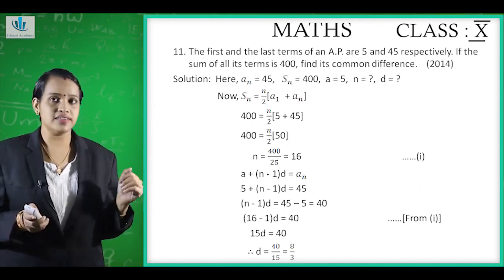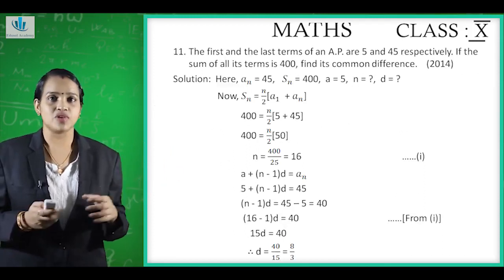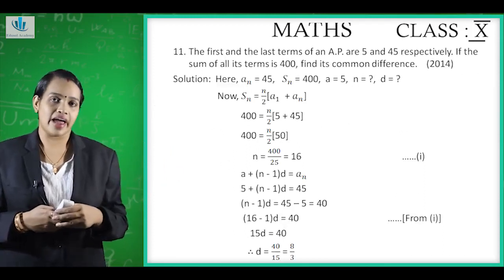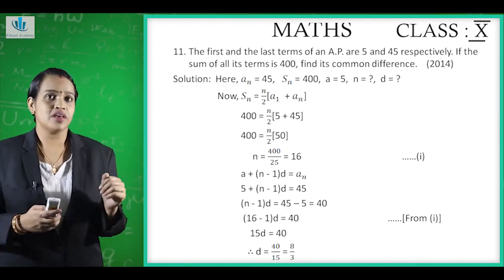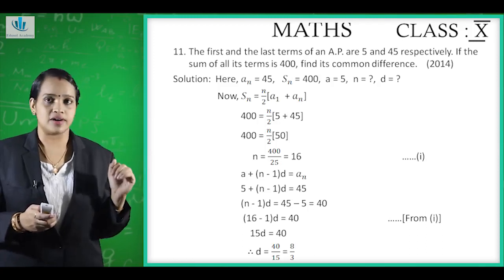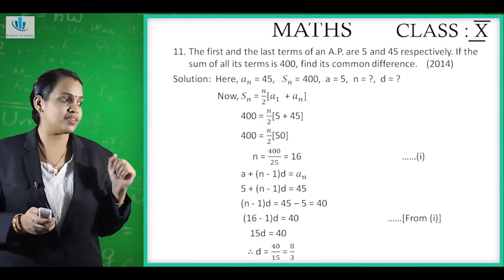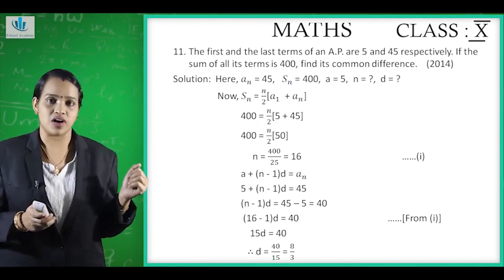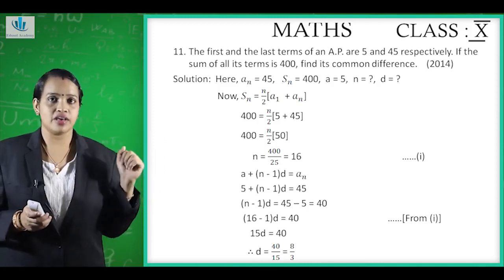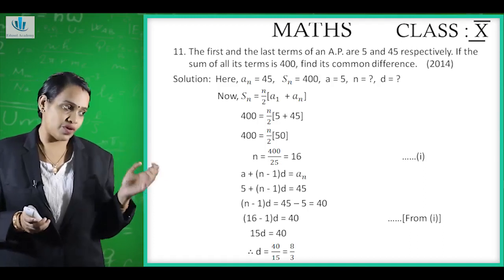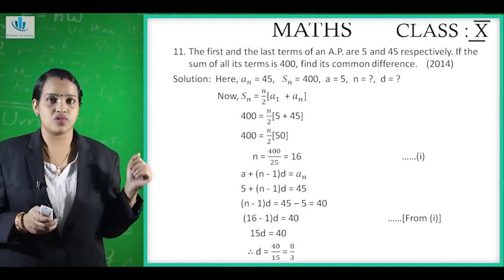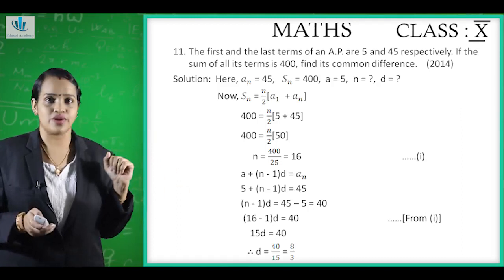The next question is, the first and the last terms of an AP are 5 and 45 respectively. If the sum of all its terms is 400, find its common difference. Now you can see this question has appeared in the year 2014. Now here you know an is 45. The sum, it is told in the question, is equal to 400.